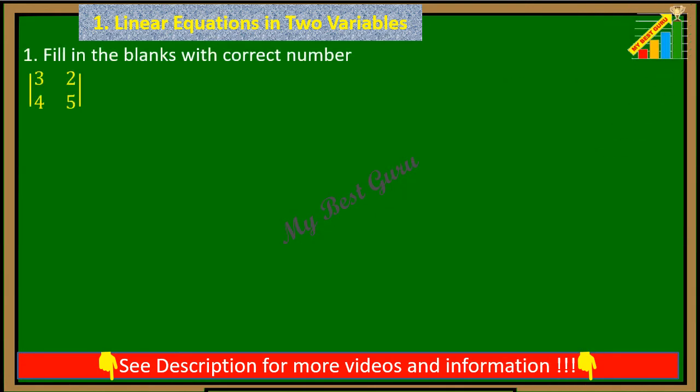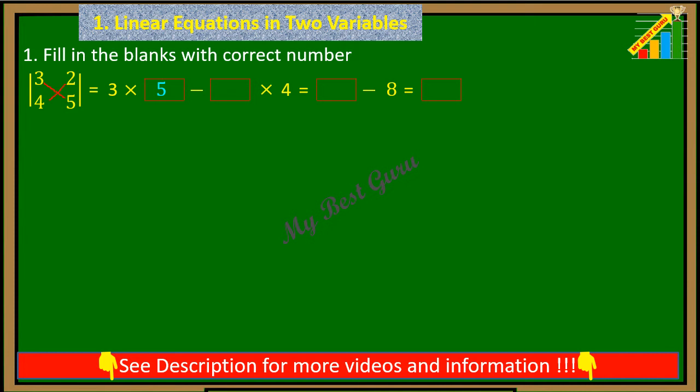Practice set 1.3, question number 1. Fill in the blanks with the correct number. So the determinant is given: 3, 2, 4 and 5. Now we just have to fill in the blanks for this. As you see, you have to multiply this 3 and 5, just cross multiply this one and 2 with 4.